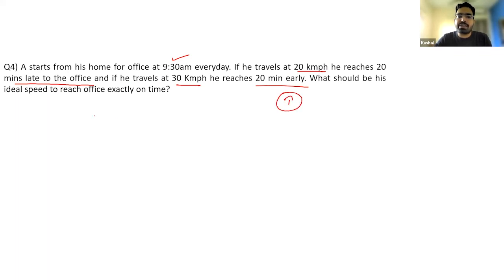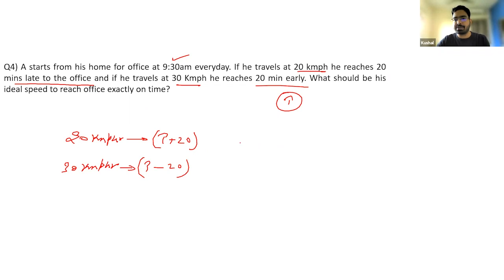Now, when he is traveling at a speed of 20 kilometers per hour, he is reaching office 20 minutes late. That means he's consuming 20 more minutes of time. So travel time is what? T plus 20 minutes. Same way, when he is traveling at 30 kilometers per hour, he's reaching 20 minutes earlier. That means his travel time is 20 minutes less than the ideal time period, right?